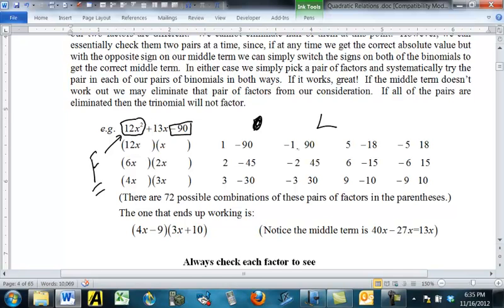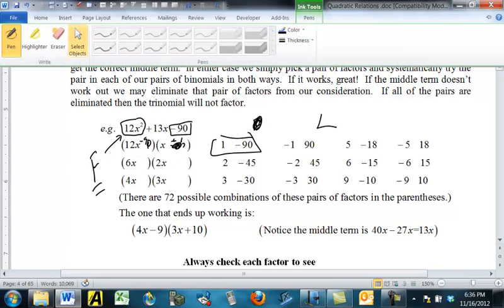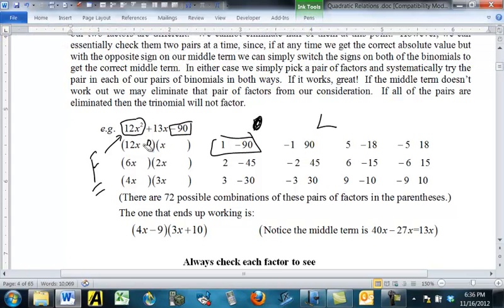Now, this is actually 72 possible combinations because you have to take each one of these. For example, you could put the 1 here and the negative 90 here. We could put the negative 90 here and the 1 here, and so forth. And we have lots of different possibilities there to try. And at this point it becomes a guess and check or trial and error, and you just have to pick one of these and see if you can get the middle to work out.